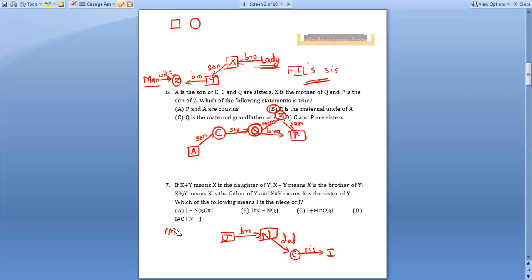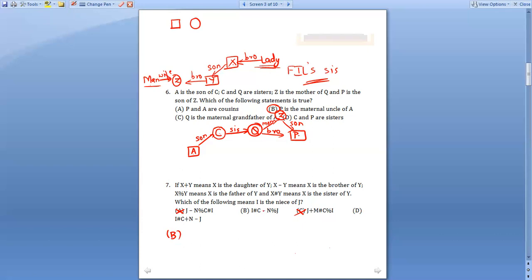Now let's check whether it is option B or not. If it is not option A, then definitely it is not option C also, because even in option C, we have I in the last. When we have I in the last, we cannot determine the gender of I. So neither it is option A nor option C. So it is either option B or option D. Let's check whether it is option B. If it is not option B, then definitely it is option D.